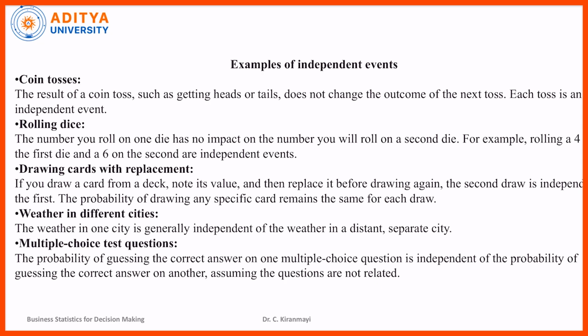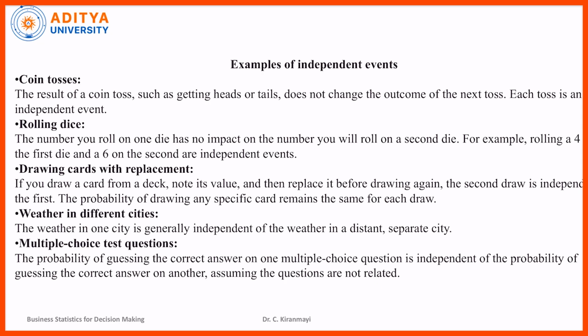Likewise, tossing a coin. If I toss a coin for the first time, getting head is 50%, and in the second toss also the probability of getting head remains the same, that is 50%. The probability of getting head in the first toss is not going to impact the probability of getting head in the second toss. So, the two events, getting head in the first toss and getting head in the second toss, are not affected by the first toss.